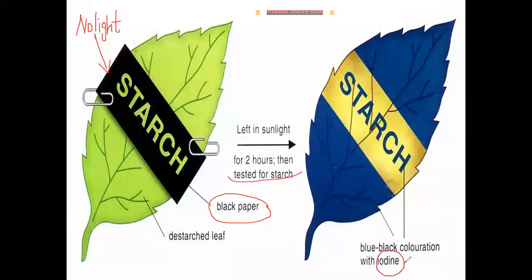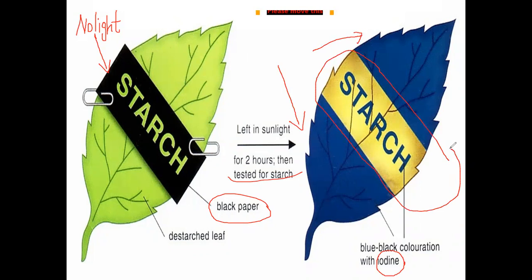With iodine test. The green color that was exposed to sunlight gives dark blue. What does this mean? This means that we have starch. While the part that was covered by the black cover, which is this one that looks yellow, doesn't show a dark blue color. This means that it does not produce starch, meaning that we don't have photosynthesis.